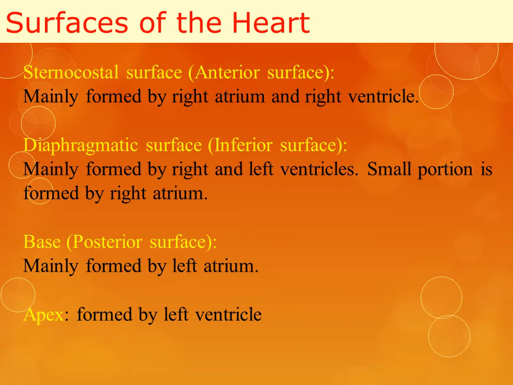So we have three surfaces of the heart: anterior surface or the sternocostal surface, inferior surface or the diaphragmatic surface, posterior surface or the base, and the apex. The sternocostal or the anterior surface is mainly formed by the right atrium and the right ventricle. Diaphragmatic surface or the inferior surface is formed by the right and left ventricle. A small portion is formed by the right atrium. Base is formed by the left atrium and apex is formed by the left ventricle.